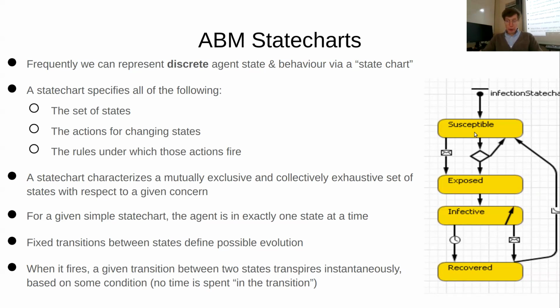So it follows that, with respect to a given state chart with simple states, an agent is in exactly one state with respect to that state chart at a time. And over time, they move between those states.